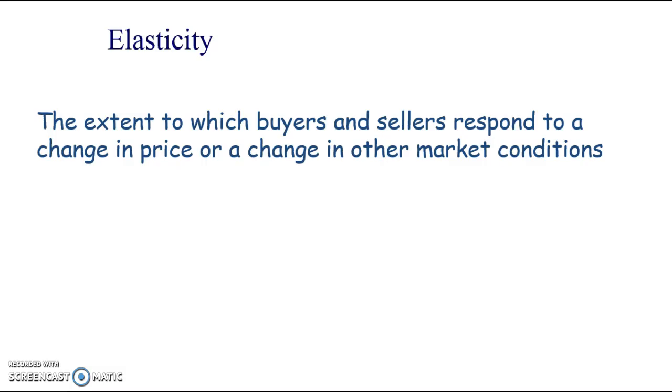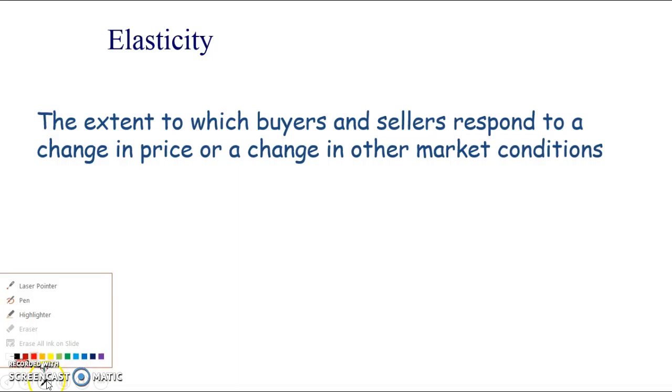So elasticity, the whole topic, is looking at the extent to which buyers and sellers, usually buyers, respond. We look at 3 different types of elasticities in the course that are related to demand, so would be relevant for buyers: price elasticity of demand, income elasticity of demand, and cross price elasticity of demand. And we just look at one looking at the behaviour of sellers, so price elasticity of supply. But we're looking at how they respond to changes in price or change in other market conditions.